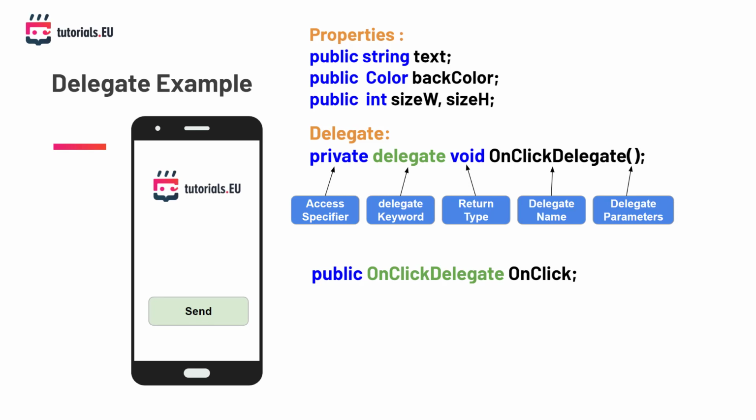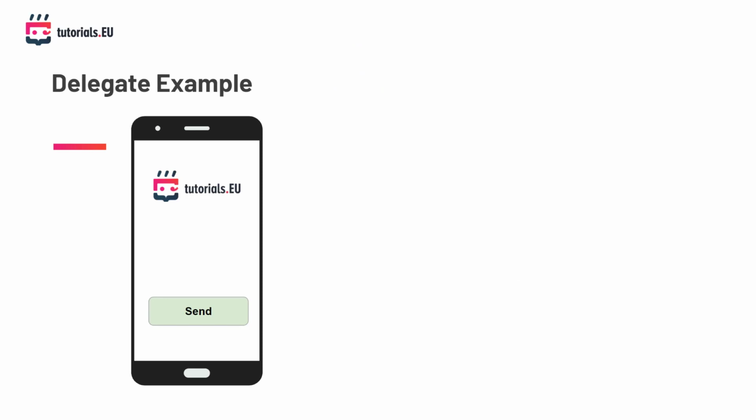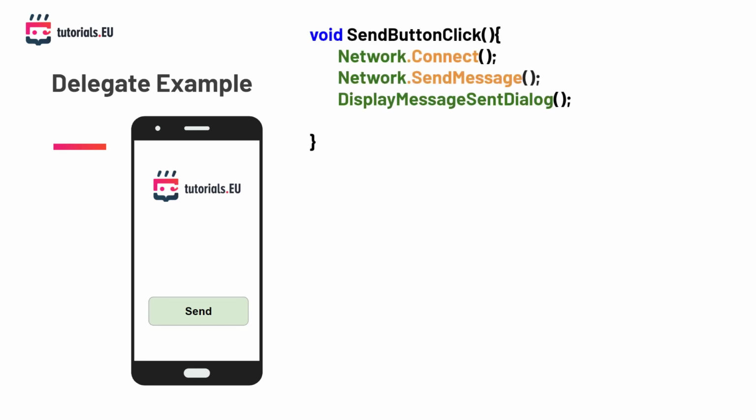So how can the other developers use this new delegate to execute their own code? Let's say the other developers dragged and dropped a button into the canvas in the IDE they are using to develop this mobile app using our UI system, which resulted in the creation of a button object. Let's assume the name of this button is sendButton. First, they will have to add the logic they want to execute when the button is clicked. Let's say they want to connect to the network, send a message, then display a message to the user whenever the button is clicked. So now they have a method called sendButtonClick that is not yet connected to the button in any way.